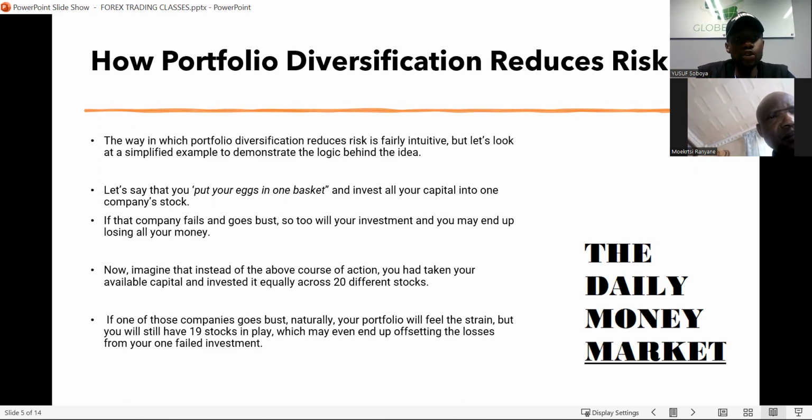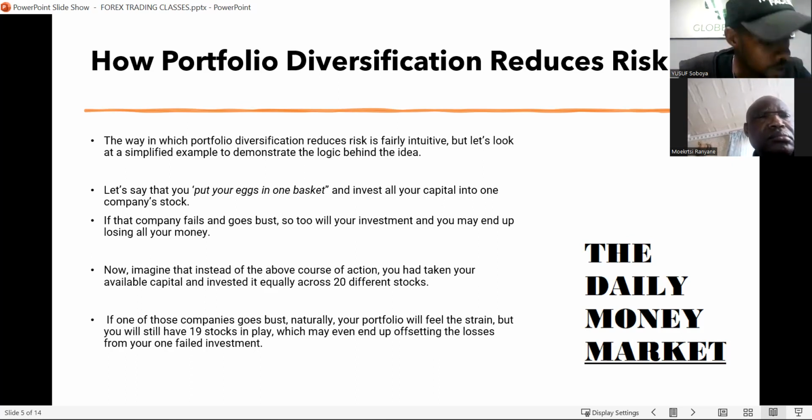Let's say that you put your eggs in one basket and invest all your capital into one company. If that company fails, goes bad, so too will your investment fail. So if one company fails, your investment, if you put it in one basket, will also fail.